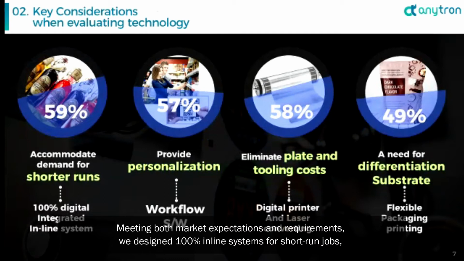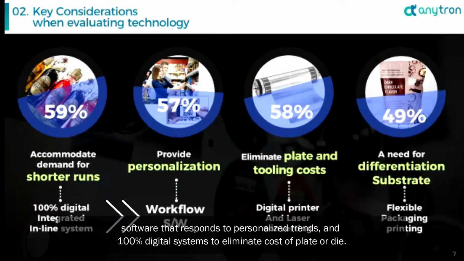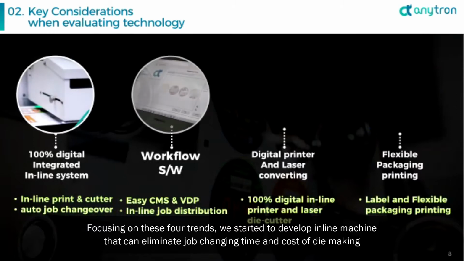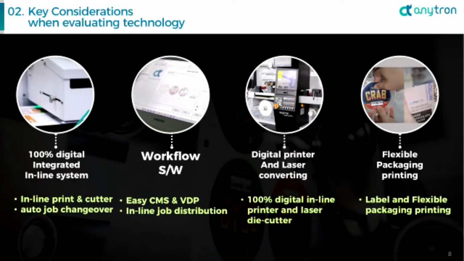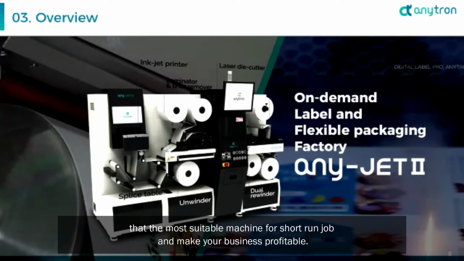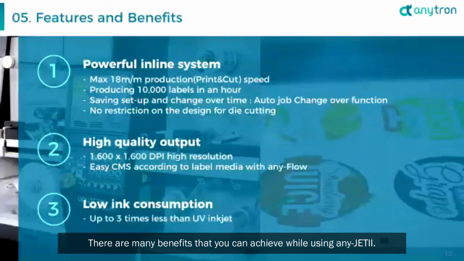Meeting both market expectations and requirements, we designed 100% inline systems for short-run jobs, software that responds to personalized trends, and 100% digital systems to eliminate cost of plate or die. Furthermore, to expand usability, we also considered a machine that can produce labels as well as flexible packaging. Focusing on these four trends, we started to develop an inline machine that can eliminate job changing time and cost of die making. And finally we launched AnyJet 2, the most suitable machine for short-run jobs, to make your business profitable.